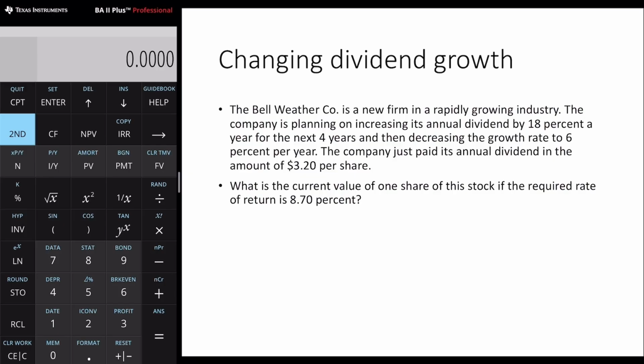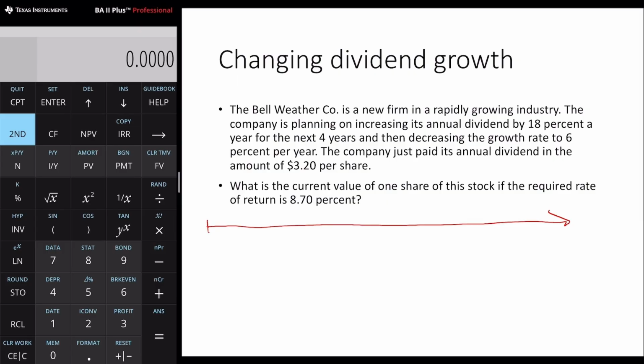Okay, so what in the world is going on in this problem? Well, for problems like this, it definitely helps to draw a timeline. Just visualize what's happening with the cash flows. Because ultimately with this discounted cash flow valuation, all we're doing is calculating the present value of the cash flows on the timeline. So that's what we need to do.